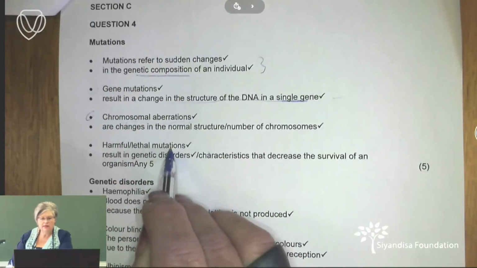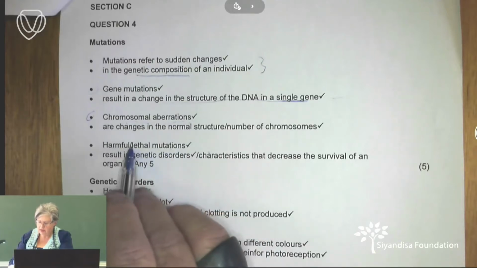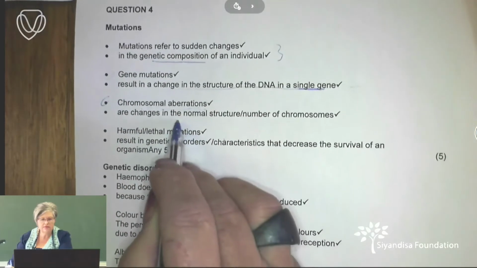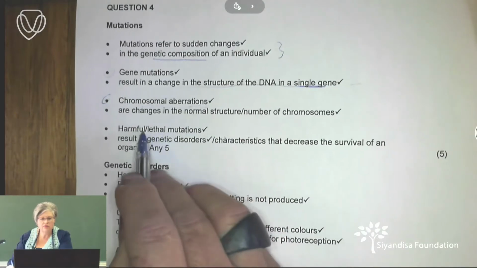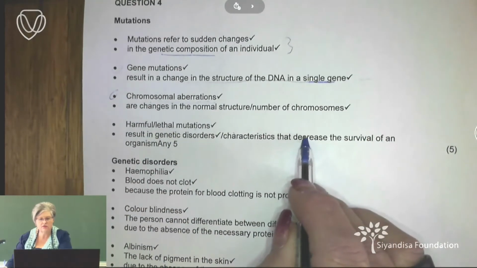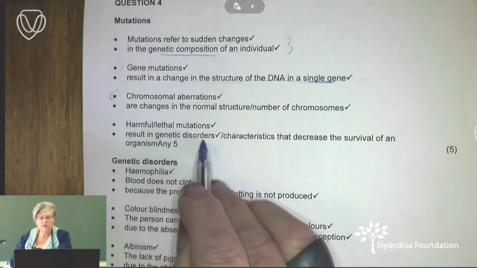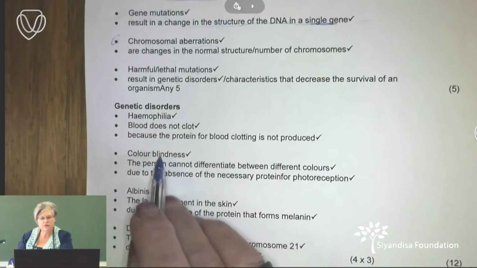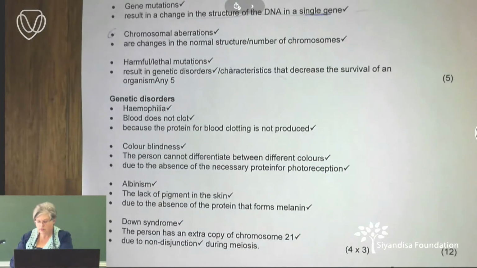And then the effect of it can be harmful or lethal mutations. Harmful mutations result in a decrease of survival, and lethal ones will also decrease it. Okay. Then what are the four genetic disorders that you must know?